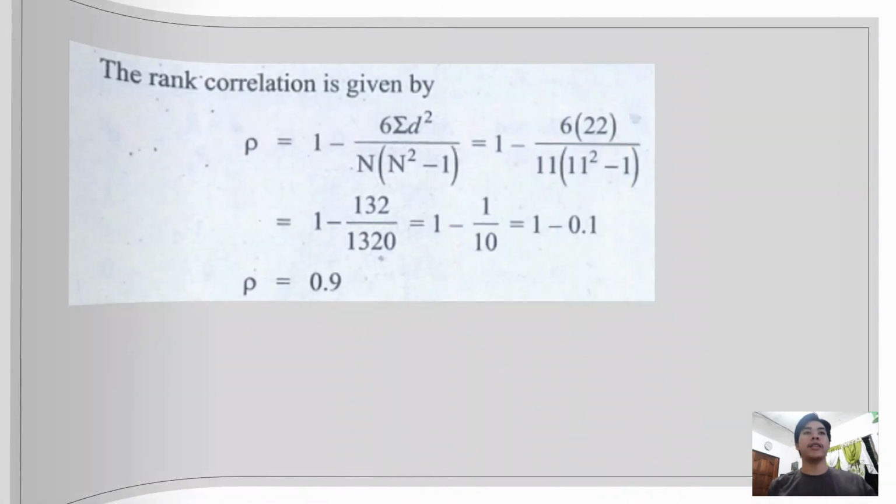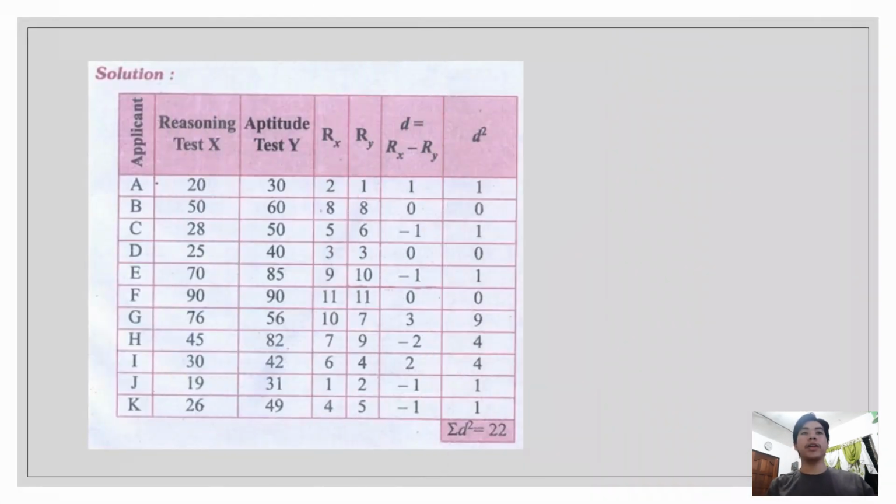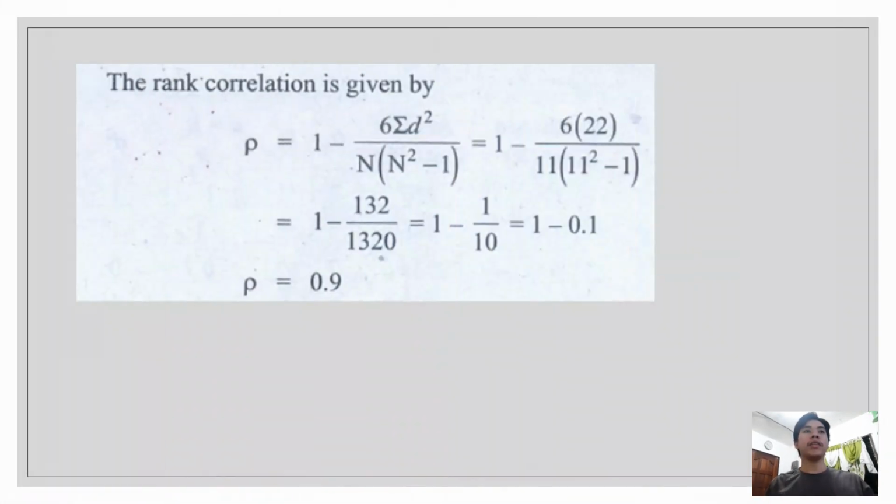Then we need to get the sum of our D squared. Just add all the values we got in D squared, and that was equal to 22. Then the rank correlation is given by, this is our formula: rho is equal to 1 minus 6 times the sum of the D squared over n times n squared minus 1. Then substitute all the given data.